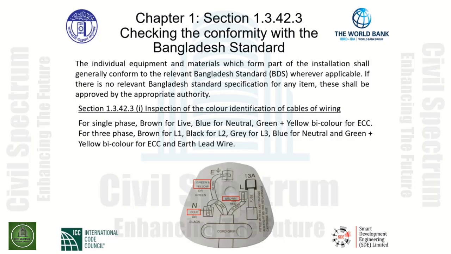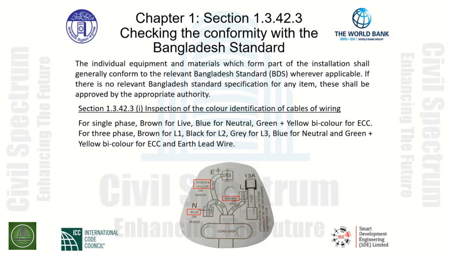Section 1.3.42.3, checking the conformity with the Bangladesh standard. The individual equipment and materials from part of the installation shall generally conform to the relevant Bangladesh standard, BDS, wherever applicable. If there is no relevant Bangladesh standard specification for any item, these shall be approved by the appropriate authority.